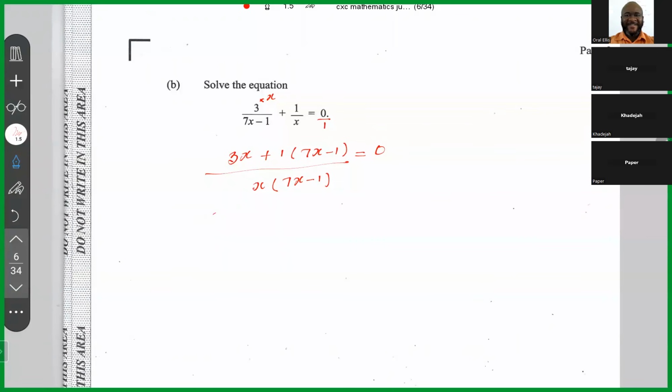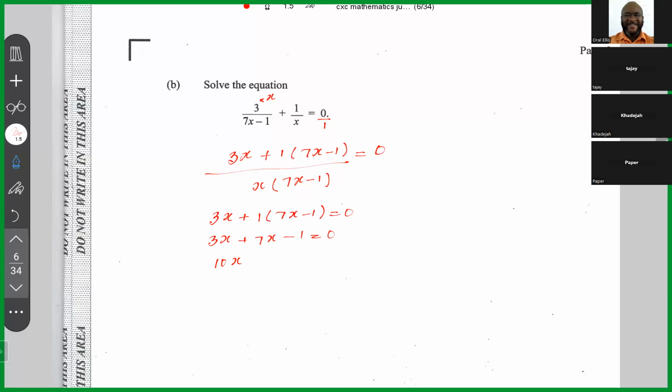So we have 3x plus 1 into 7x minus 1 is equal to 0. I'm going to remove the bracket by applying distributive law. We have 3x plus 7x minus 1 is equal to 0. 3x plus 7x is 10x.